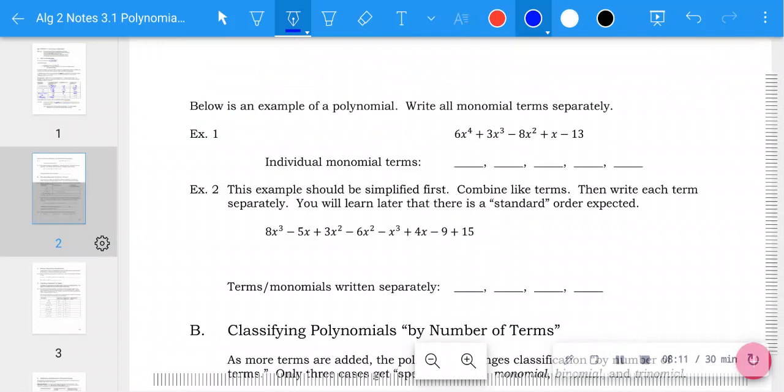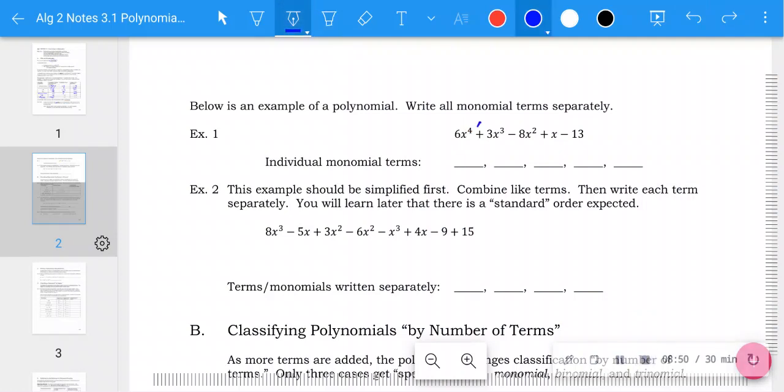So here's our first example of a polynomial, and this is one where we're adding 6x to the 4th, adding 3x cubed to it, and negative 8x squared to it, and x gets added, and then finally negative 13 is subtracted. So there's all these different monomials. If you'll think of writing that one out, that would be 6 times x times x times x. So that's a monomial. It's held together with just multiplication. But then all of a sudden that addition comes along and you're starting the next part of it.